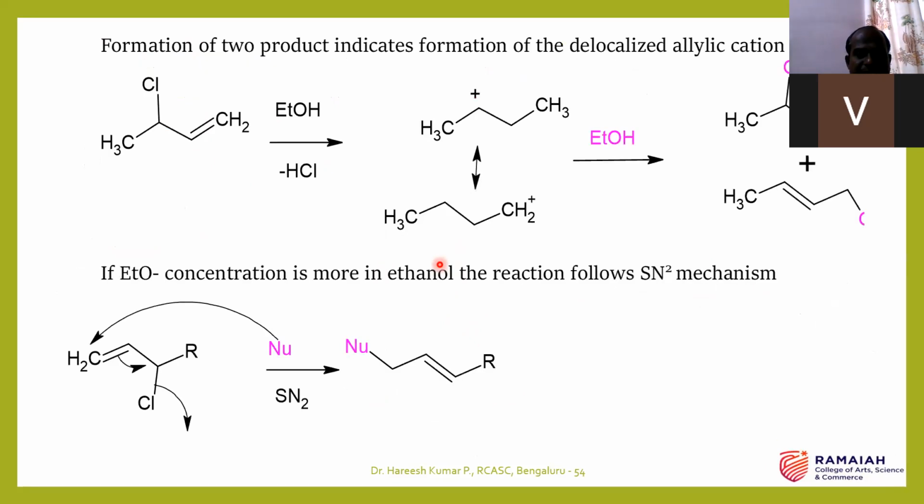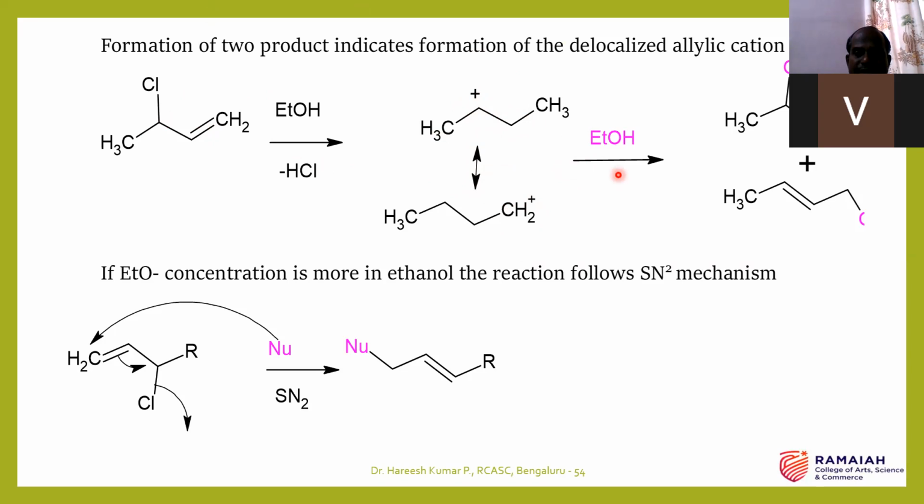If you are looking into the mechanism, this is one. What will happen when it is treated with ethanol? This chlorine will go out, forming a cation like this. Of course, this can pick up a proton, and the cation is stabilized. These two are cations: this is the primary carbocation and this is the secondary carbocation. Because of this cation, ethanol can attack either this carbon or that carbon.